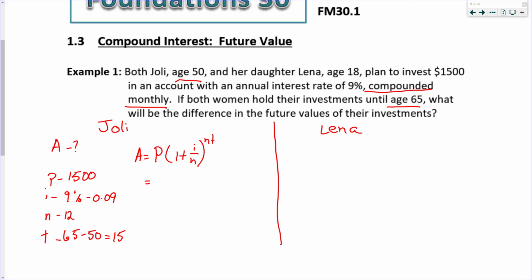Okay, so our P is 1,500. We have 1, which is always 1. Our interest rate is 0.09 over the number of times it compounded, which is 12. That's raised to the number of times it compounded, which again was 12, and our term, which is 15.